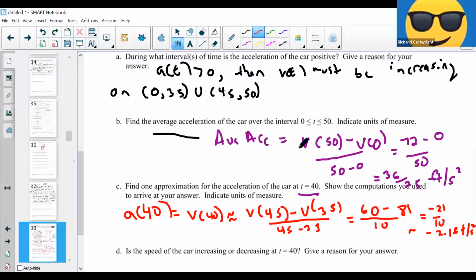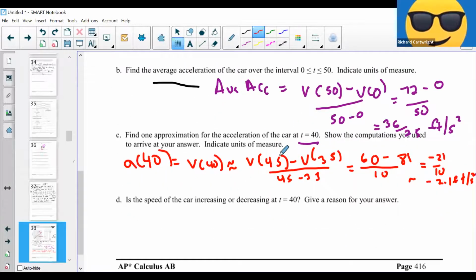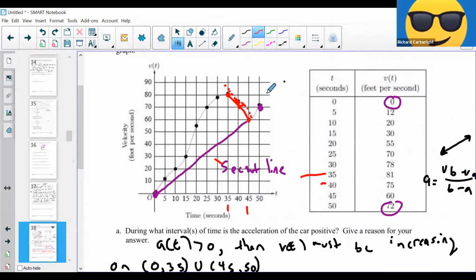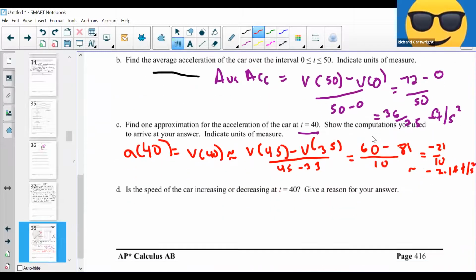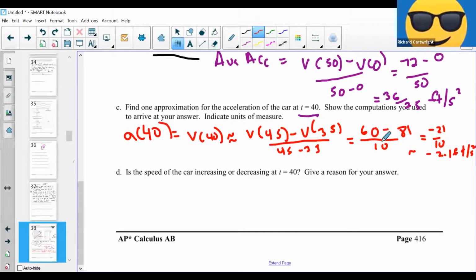Are you surprised that it's negative? Look at it. It is sloping down to the right, so the acceleration is decreasing. Is the speed of the car increasing or decreasing at t is 40? Well, what do I need to tell that? I would need v of 40. I need v of 40 and a of 40. It's the only way you could tell analytically.